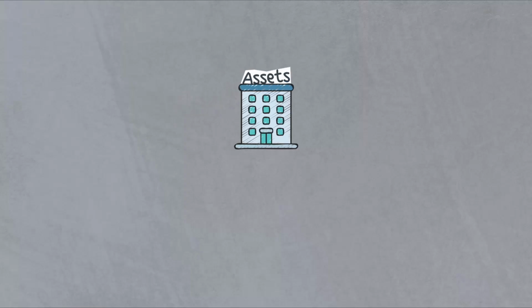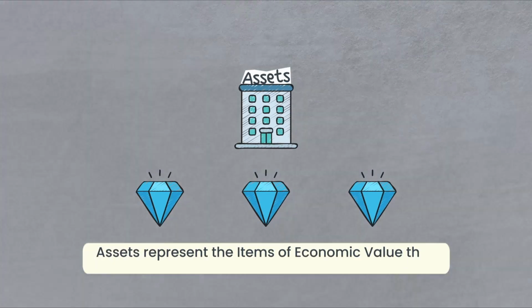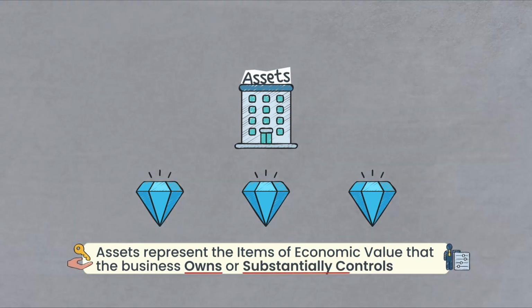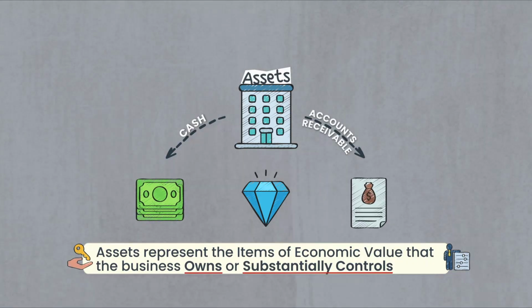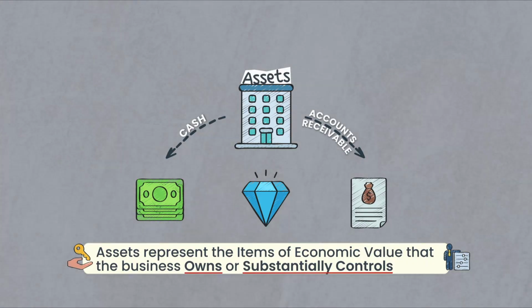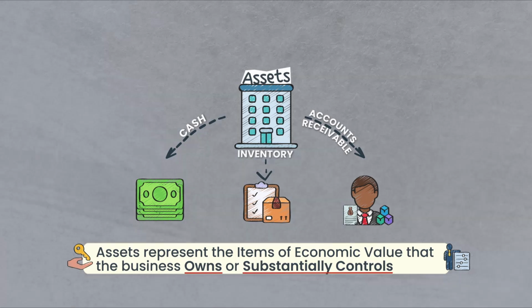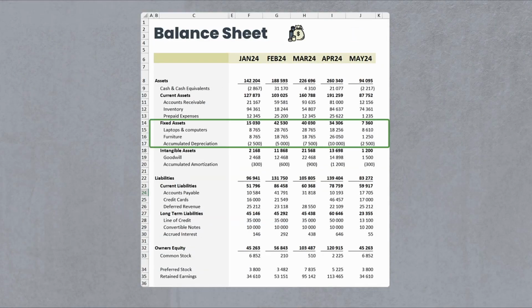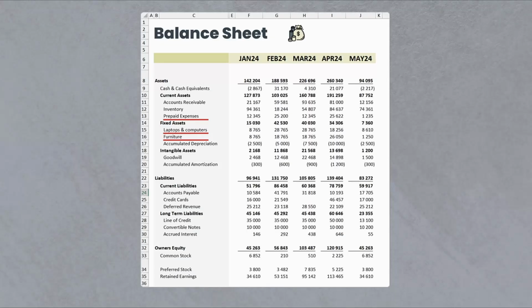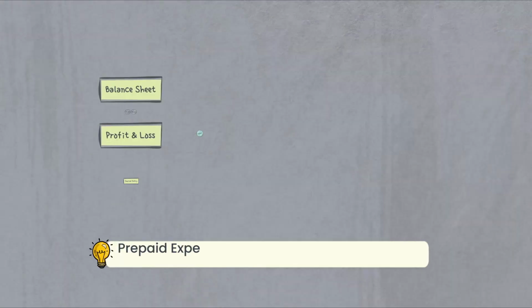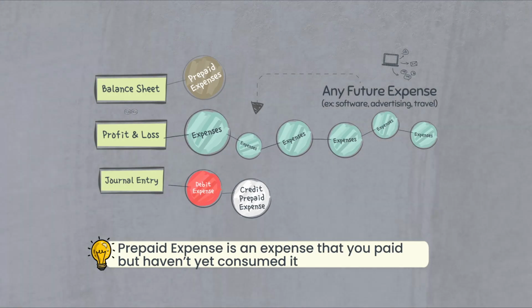Your assets represent the items of economic value that the business owns or substantially controls. So that could be things like cash or accounts receivable, which is an IOU from your customers. Inventory is another popular example. Oh, and fixed assets like equipment or furniture. And prepaid expenses. These are expenses that you paid but haven't yet consumed.